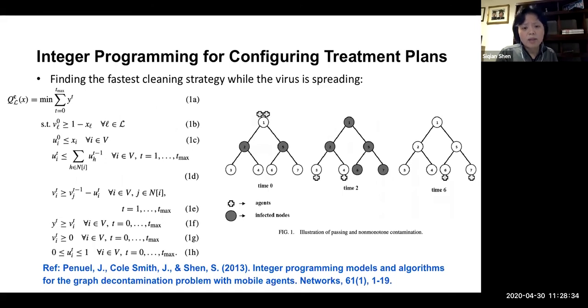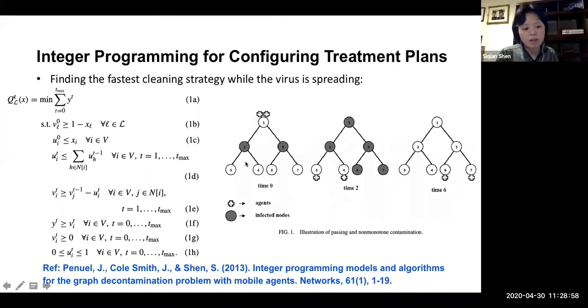And then there were some other models we did before, about your cleaning strategy. So for instance, if you have a network, there are some nodes already being contagious, you can put some cleaning agents in the network. And then basically these cleaning agents will chase these nodes. And then the virus will spread out, but at the same time, your cleaning agents will be spreading out as well.